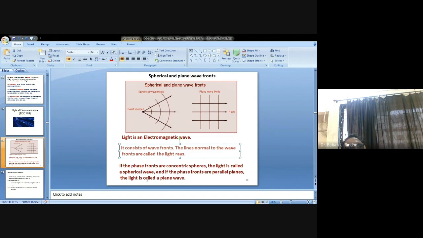If the phase fronts are concentric spheres, we get the spherical form. The light is called a spherical wave, therefore spherical wavefronts. And if the phase fronts are parallel planes, these are the parallel planes, vertically, and the light is called a plane wave. Therefore, this light with parallel rays is called a plane wave.